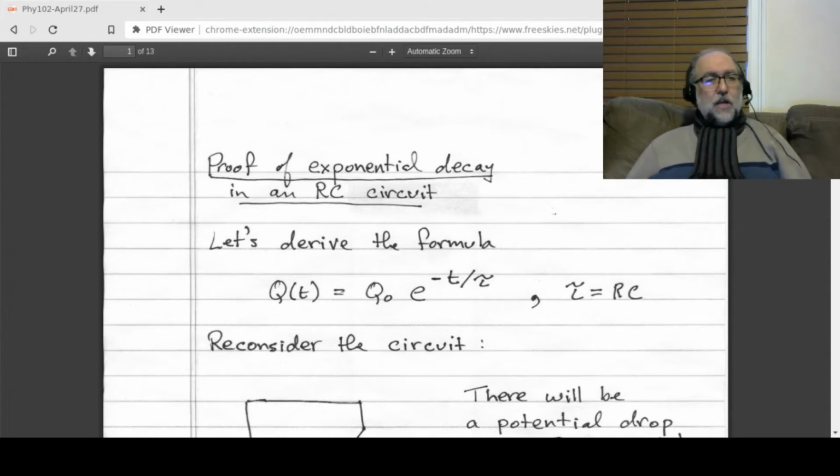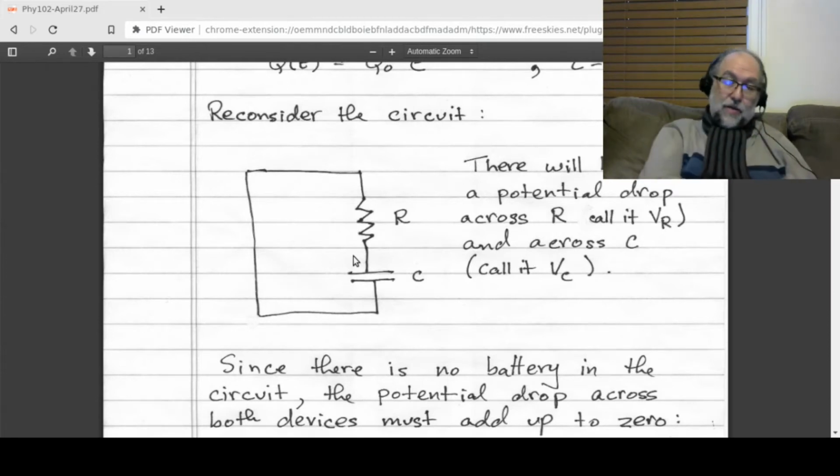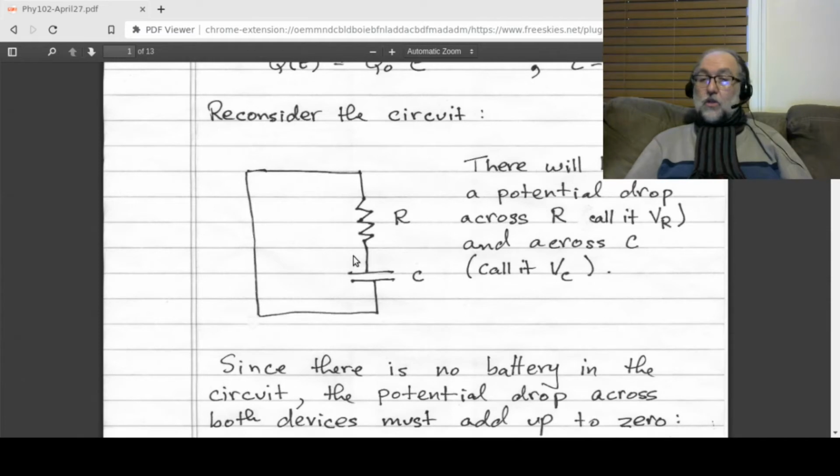So let's start off with the RC here, and we have this circuit. Remember that when you have a circuit and there are potential drops in the circuit, if you add up all the potential drops, they have to equal the potential that's delivered by the battery. Now if you look at the circuit, there's no battery in it, and that means that as you go around the circuit, you're going to have a potential drop across the resistor here, and we're going to call that VR, and then a potential drop across the capacitor, and we will call that VC.